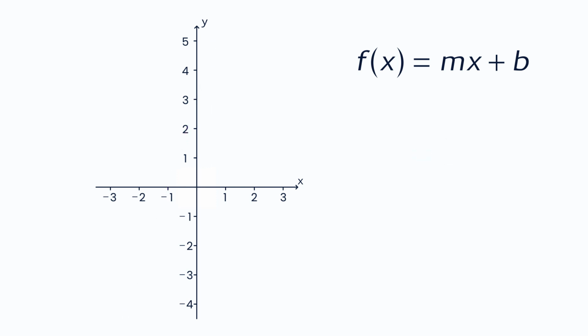Now let's look at the opposite scenario. If b is less than 0, then the graph intersects the y-axis below the origin. In this example, where b is equal to minus 2, the graph of the linear function intersects the y-axis at the point 0, minus 2. And then finally, if b equals 0, then the graph intersects the y-axis at the origin, 0, 0, like this.